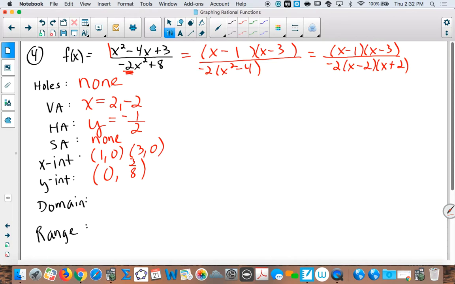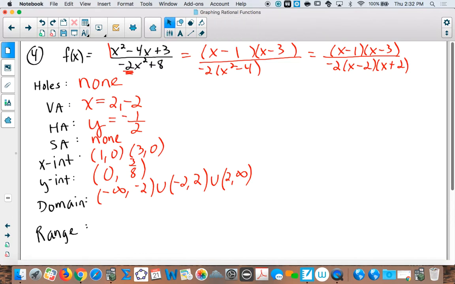Domain. -infinity to -2, union -2 to 2, union 2 to infinity. And we're going to hold off on the range. All right, we got a lot of stuff here.